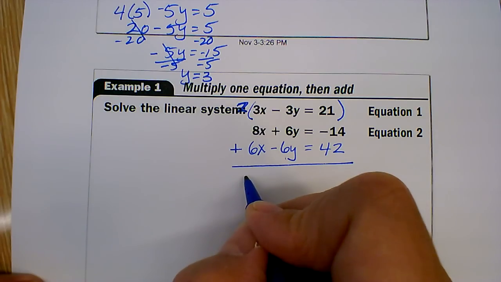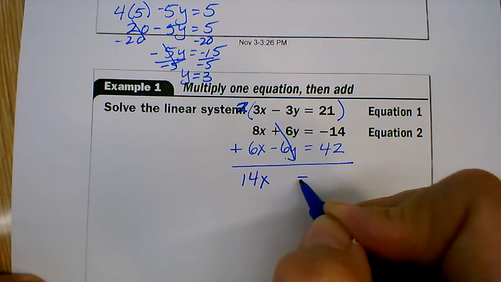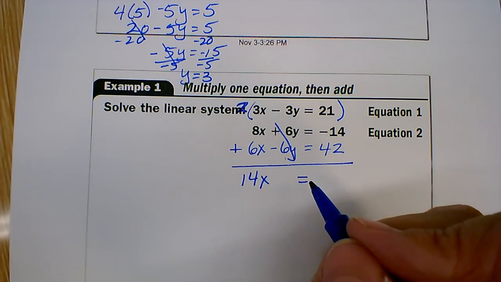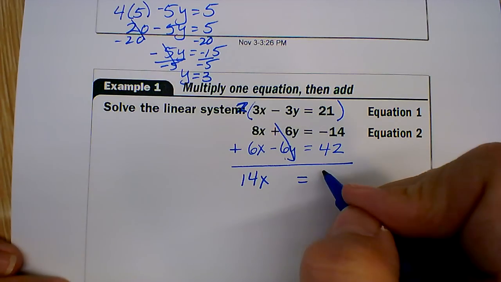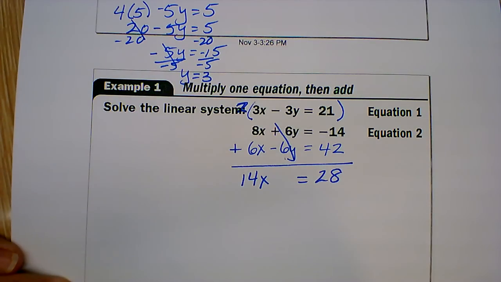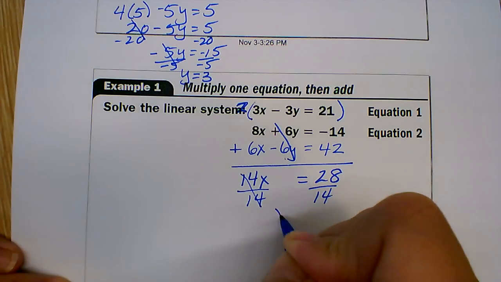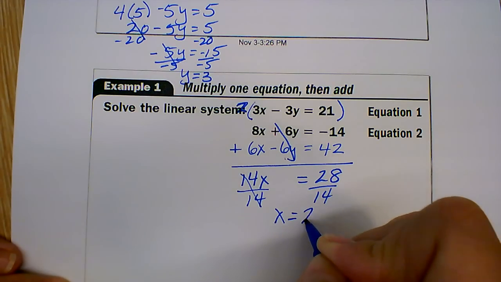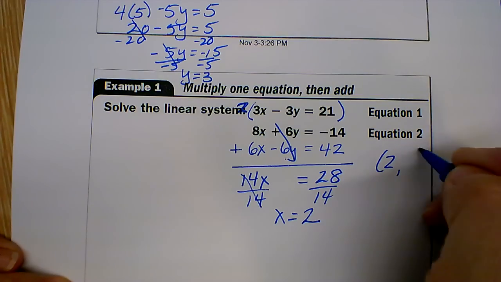So in this case, 8x plus 6x gives me 14x. My y's are eliminated, and negative 14 plus 42 gives me 28. Divide both sides by 14. X equals 2. So 2 is my x coordinate.